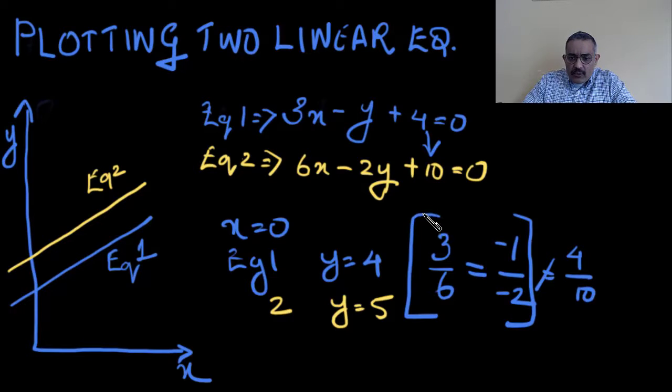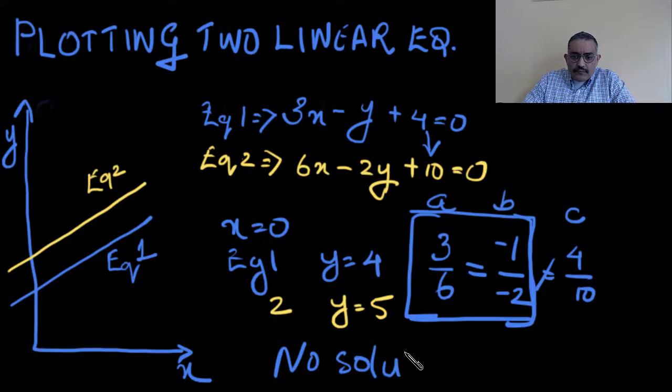Now why is this important? Because if the coefficient of x and the coefficient of y are proportional between these two equations, and the constant coefficient c, so this is about a, this is about b, and this is about c. So if a and b are proportional between the two equations and c is not equal to that proportion, then you're going to get two parallel lines. Now there is no solution here that satisfies both equations. You are going to get a solution for equation 1 and equation 2 separately. There are infinite number, any point in here, but there is nothing common.